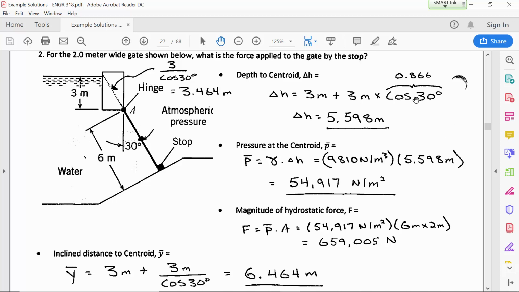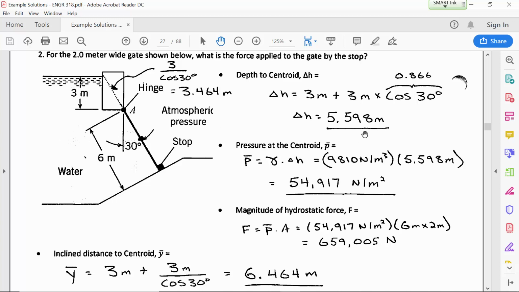And if you like, you can calculate the y bar with the delta H, just having the delta H divided by the cosine of 30. You'll notice I found the inclined distance to the centroid a little bit differently. I said, well, it's going to be this 3 meters plus whatever the inclined distance to the surface is, and so I applied the cosine of 30 just to that vertical distance.